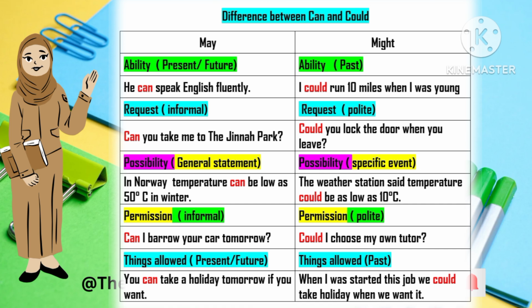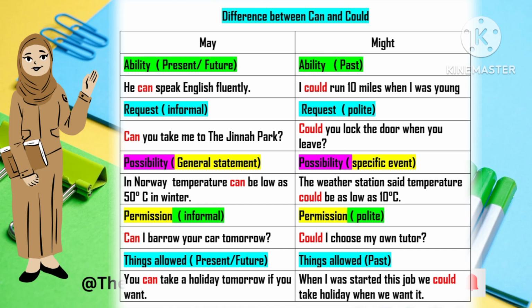Number 4 is about giving permission. It is also about taking permission. It is also informal. Number 4, can I borrow your car tomorrow? It is about the permission, or you are taking permission from someone for the car.